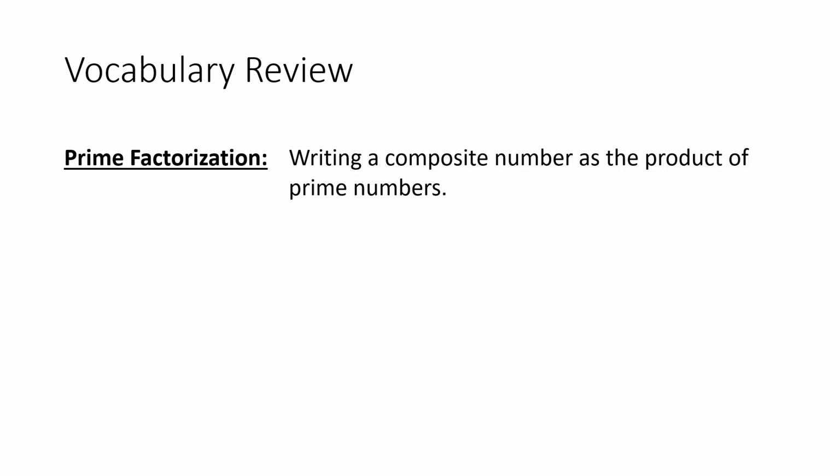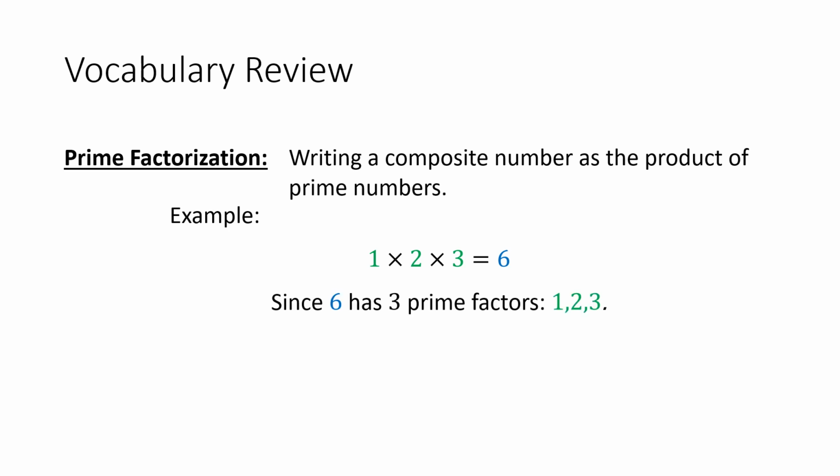Prime factorization. Prime factorization is writing a composite number as the product of prime numbers. For example, we already know 6 is a composite number. We know that it is 1 times 2 times 3, which are all prime numbers. So 6 has 3 prime factors: 1, 2, and 3. But since every number has 1 as a factor, we don't list it, and I won't going forward.